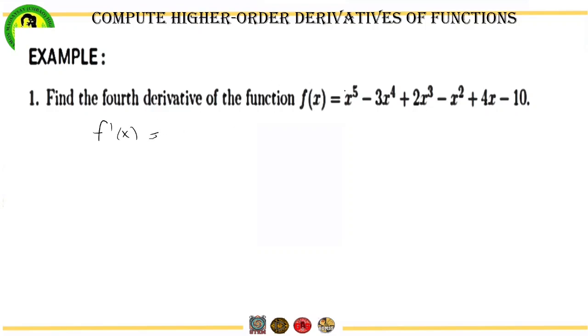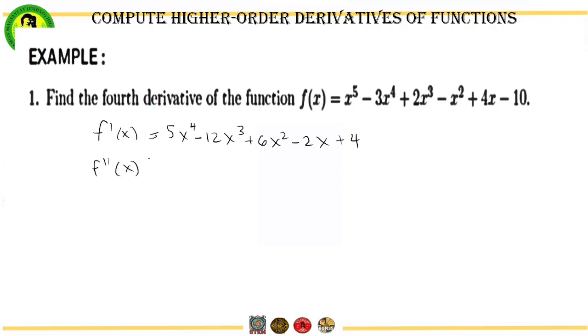It's just power rule. So bring down the power, then the power minus 1. So 5x raised to 4. Then next term, bring down the power, 4 times 3, so negative 12x, 4 minus 1 is 3, x cubed. Then 2x cubed is plus 6x squared, minus x squared is minus 2x. Then the last one, we have a linear 4x minus 10, so the slope of that, or the derivative of that, is 4. Okay, so we're done with the first derivative.